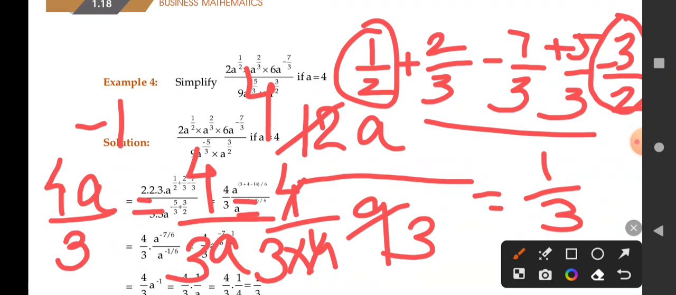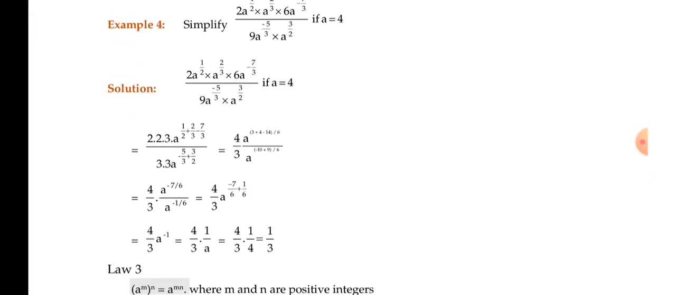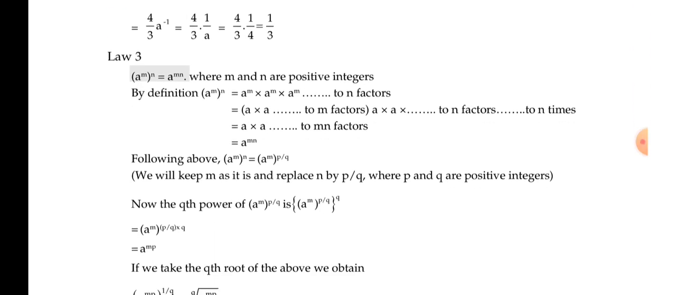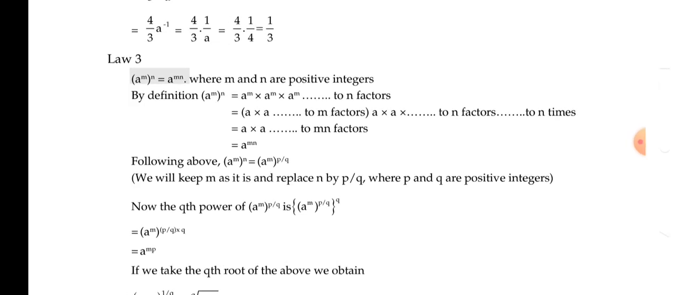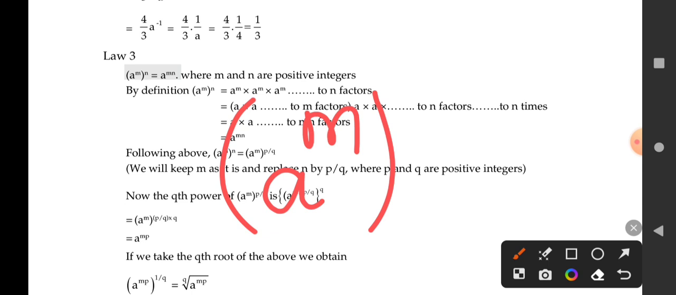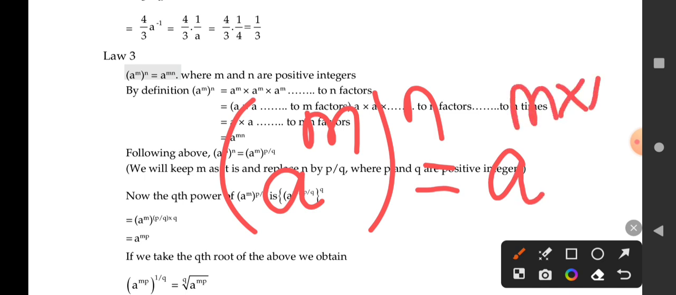Let us check the answer. Correct. I hope you understood. You just have to simplify the indices. Let's move ahead. Law 3. So what does law 3 tell you? A raised to m, whole raised to n, is a raised to m into n.